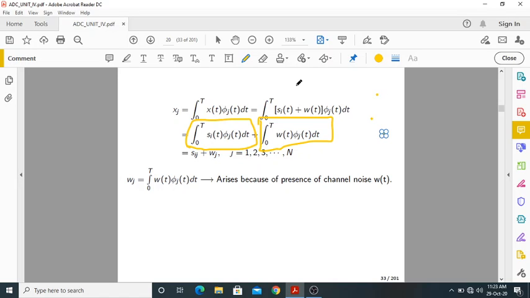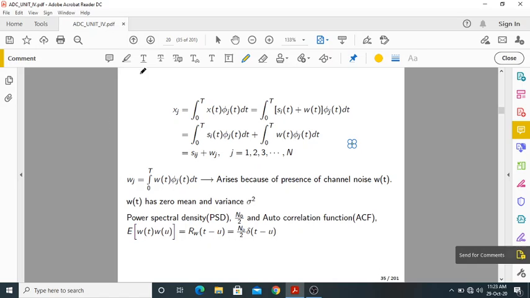Here please remember, I am repeating, the capital M is the number of transmitted signals, S1, S2, and so on up to SM. What is capital N? The number of basis functions, phi 1 of t, phi 2 of t, and so on up to phi N of t. So Wj is a noise sample. What is W of t? It has zero mean and variance sigma square, with the PSD N naught by 2.